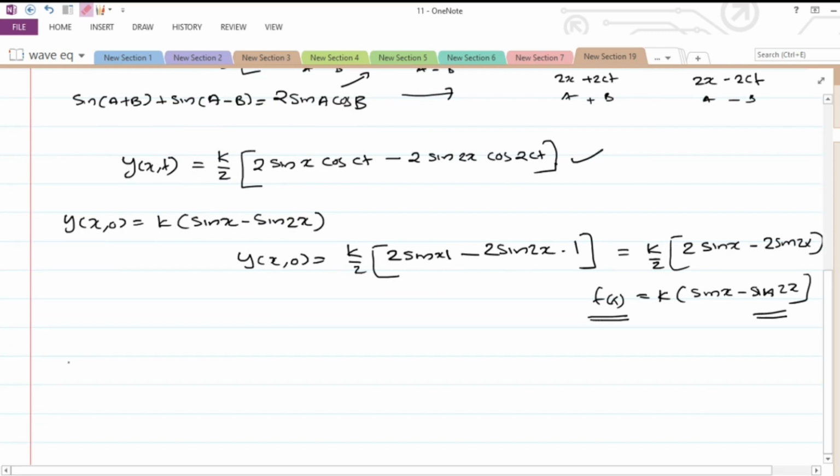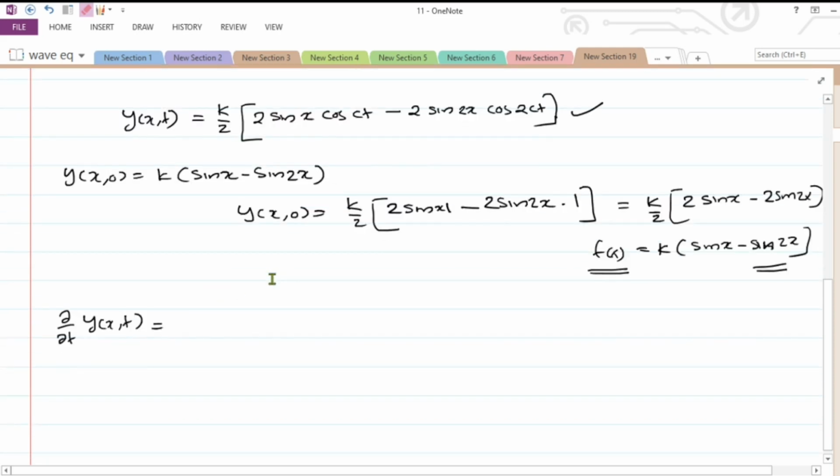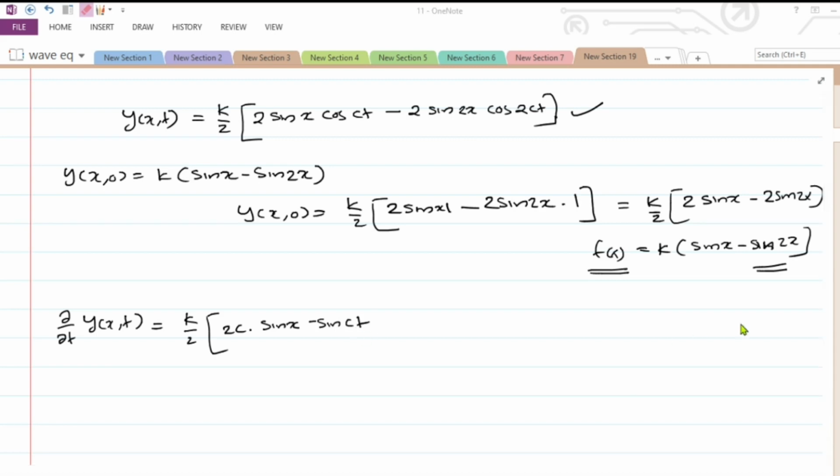Also we can check whether it satisfies the initial velocity equal to 0. That is, we have to find dou by dou t of y of x,t first. So we put k by 2 into, wherever you find t you have to take the derivative: 2 sin x into the derivative of cos ct, which is minus c sin ct. Now we will find the derivative.